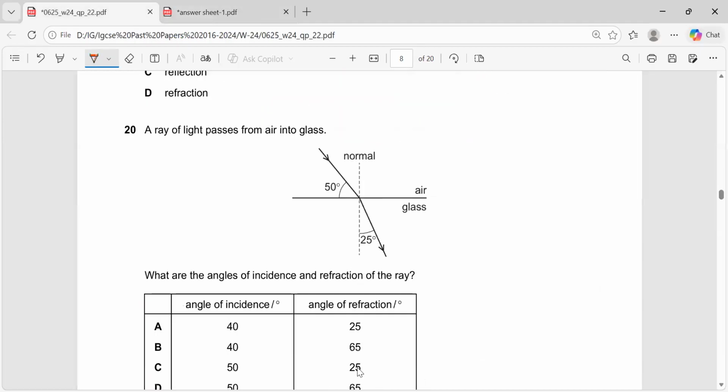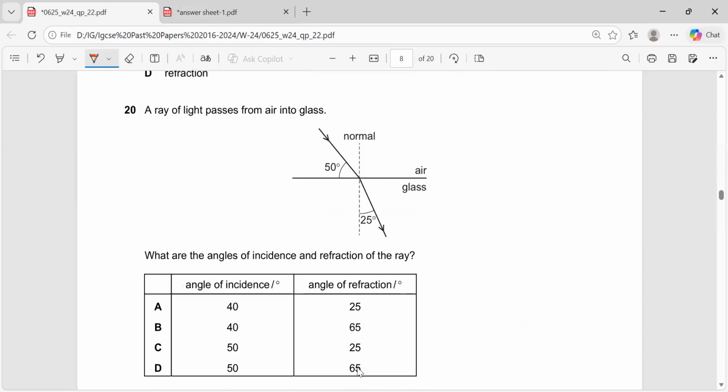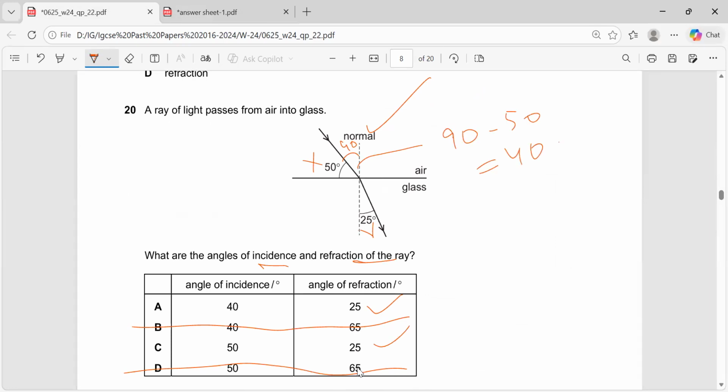Then 20, a ray of light passes from air into glass. So there is the normal. What are the angles of incidence and angle of refraction? Angle of refraction is 25, so B and D are out. What about the angle of incidence? Not 50, because angles are measured from normal to the ray. This will be 40. Why? Because 90 minus 50 is equal to 40. So correct answer is A. So answer for 20 is A.